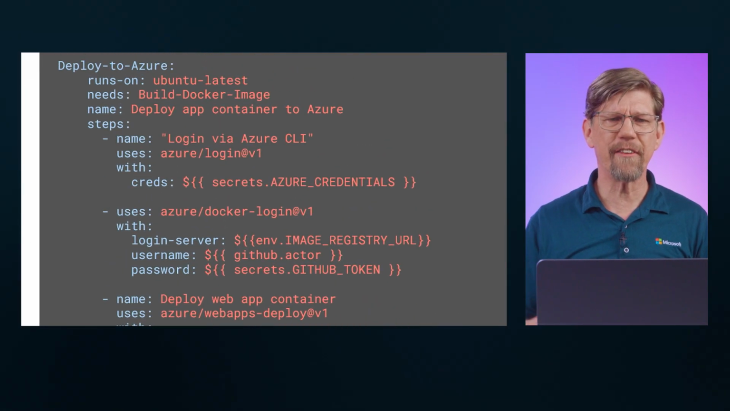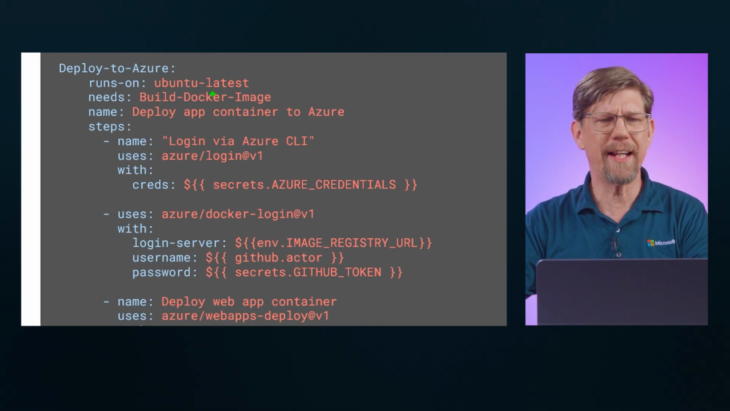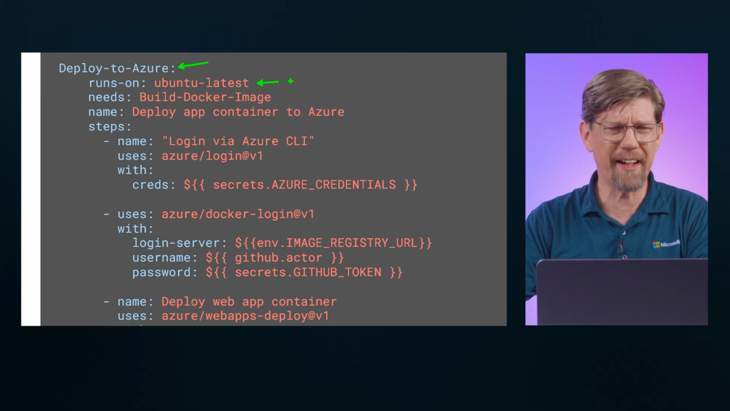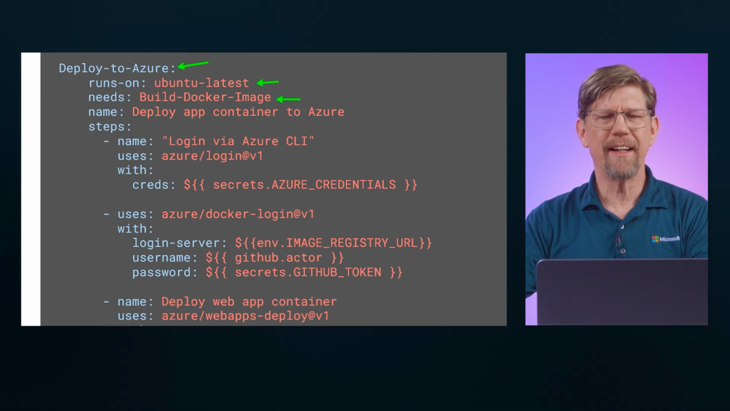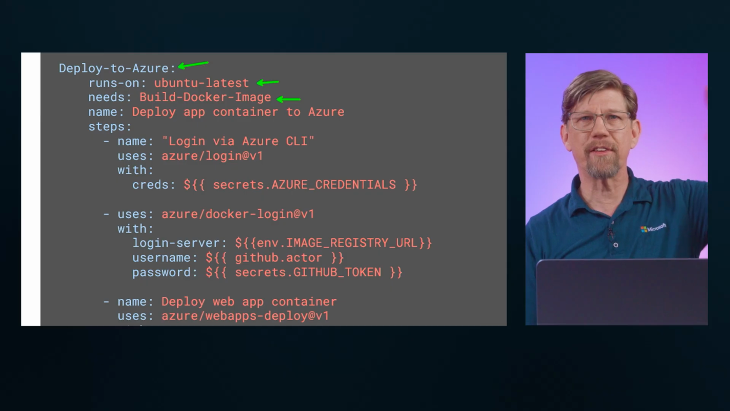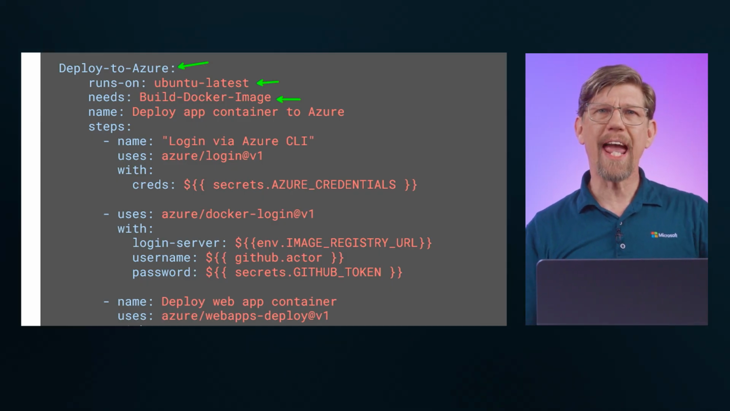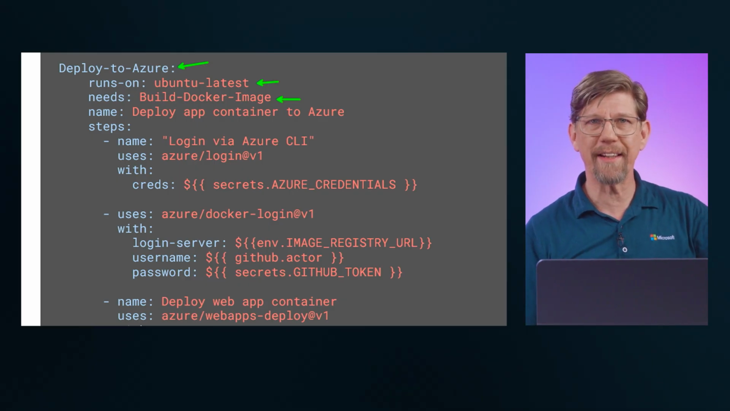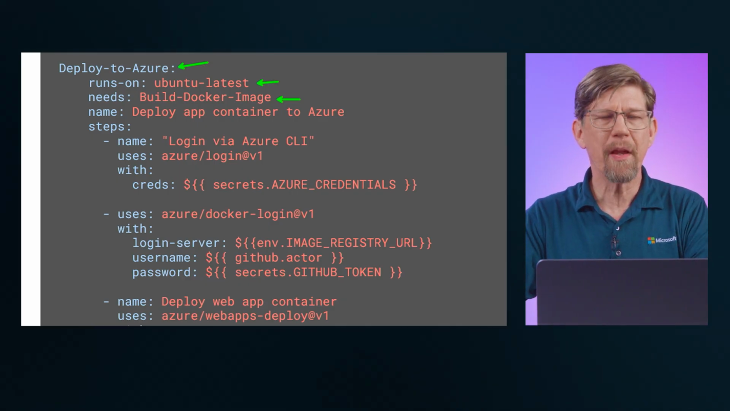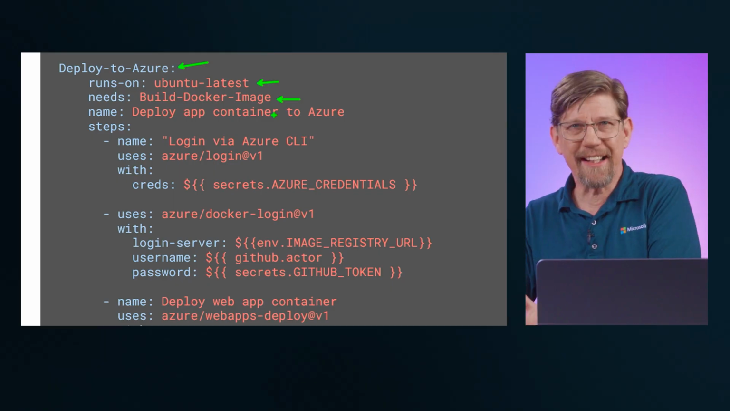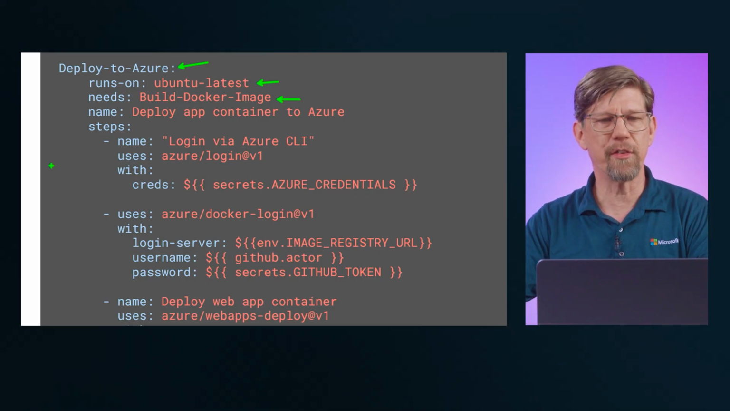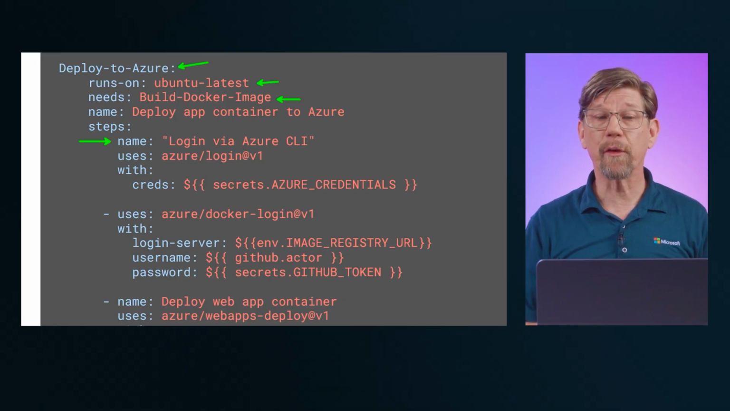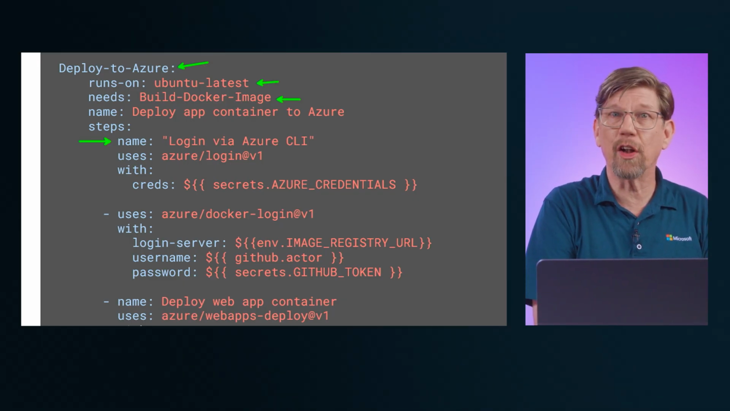Let's just kind of dissect this a little bit. We're seeing, again, we now have the name of our job, deploy to Azure. We're going to run that on Ubuntu, and we need ahead of time that we have built an image and pushed that into a Docker container. So that has to have already succeeded. Awesome. Now it's time to deploy this into Azure. So what do we have to do? Well, the first thing that we have to do is authenticate ourselves. So there is, in this case, a login step.